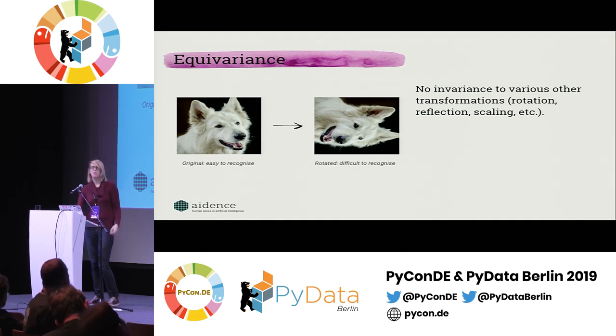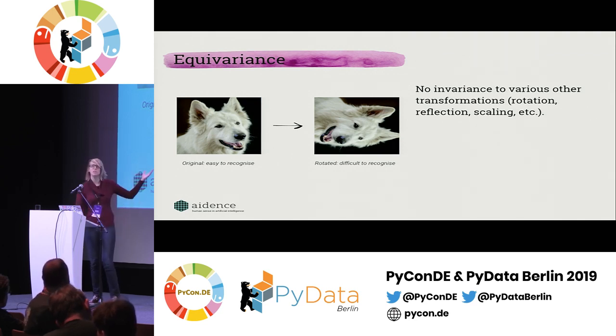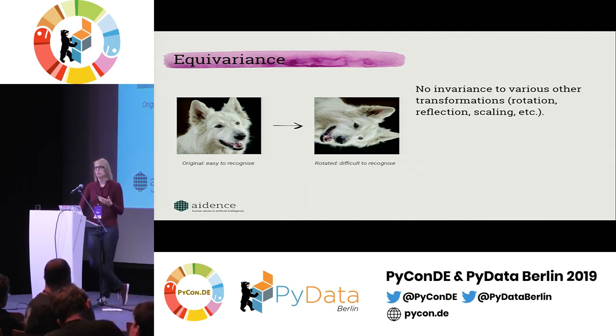However, if you rotate an image, if you have a model that recognizes dogs and you happen to rotate an image, and that rotated version of the image was not in the original training data set, it's completely incomprehensible. Like, this rotated picture of a dog is suddenly not a dog anymore. And there are other types of transformations besides rotation, such as reflection or scaling and any types of others, that CNNs are not invariant to.